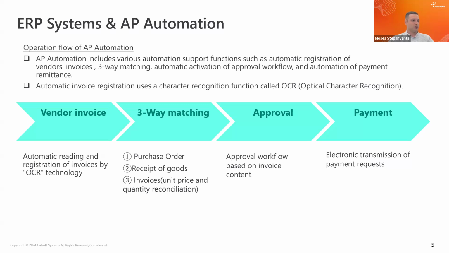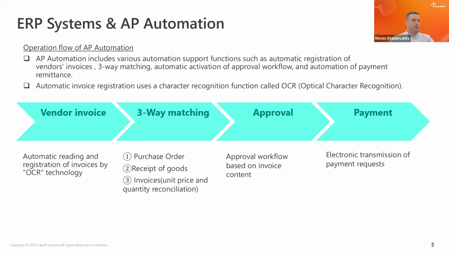So let's dive into the operation flow of how AP automation works. AP automation includes various automation support functions, such as automatic registration for vendor invoices. It allows for three-way matching, implementing automatic activation of approval workflow, and it can also streamline automation of payment remittance. Automatic invoice registration uses a character recognition function called OCR, which stands for optical character recognition.